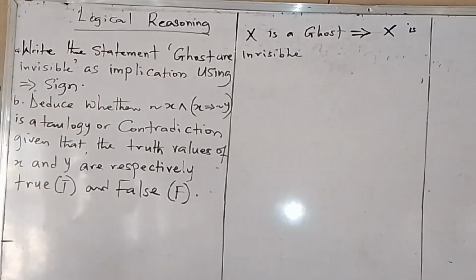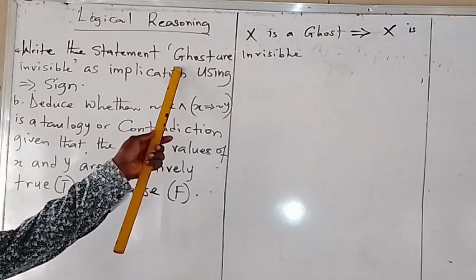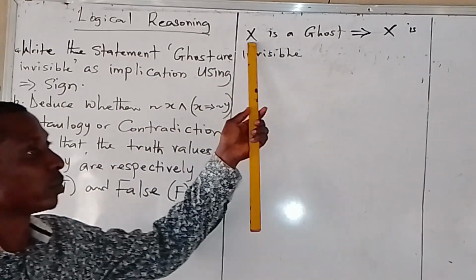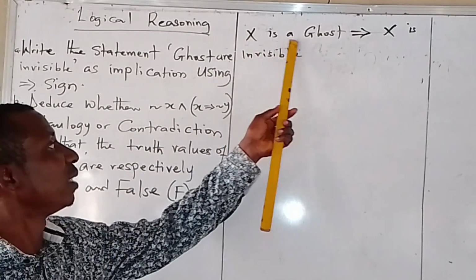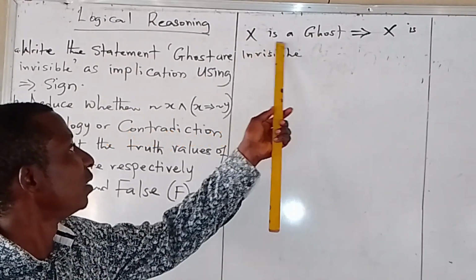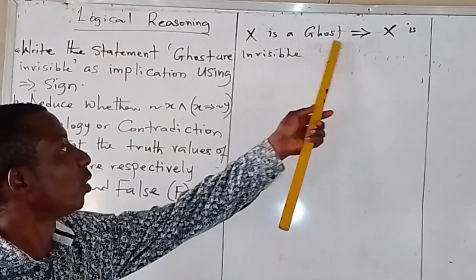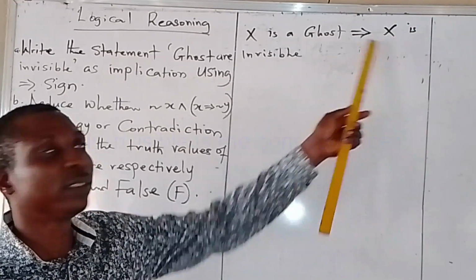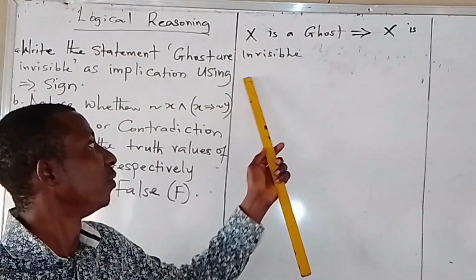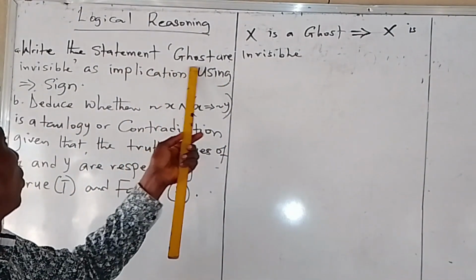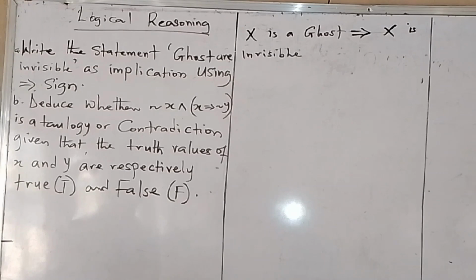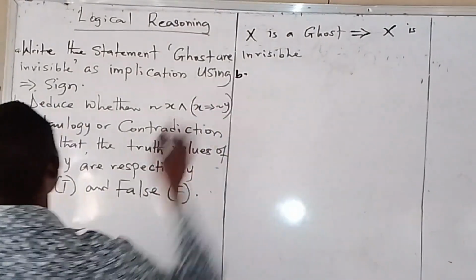Hope you get that. Now, a general statement comes, ghosts are invisible. Now we have X is a ghost. That's your antecedent. So the consequence is X is invisible. X is what? Invisible. Why? Because ghosts are invisible. So that's the first part of the question. Now let's look at the second part of the question.